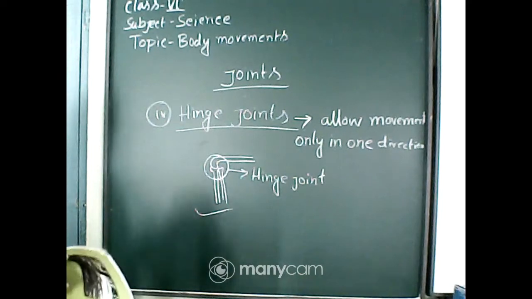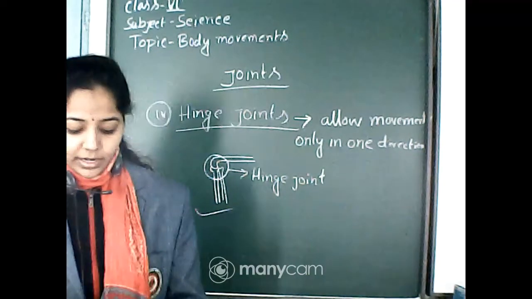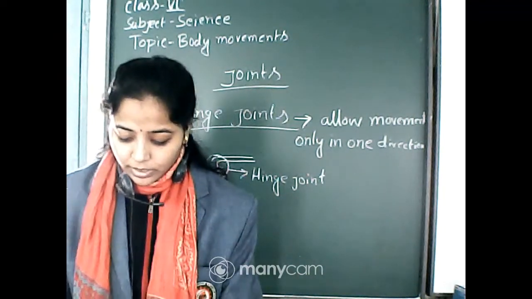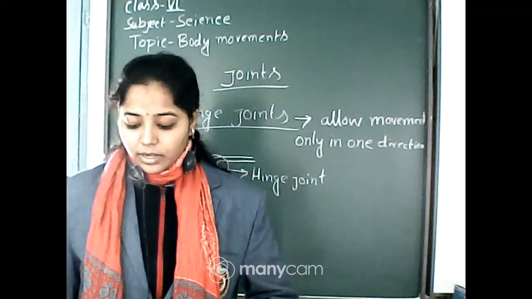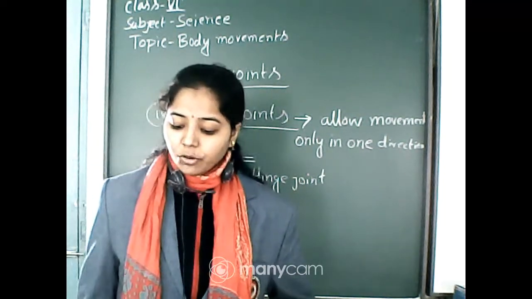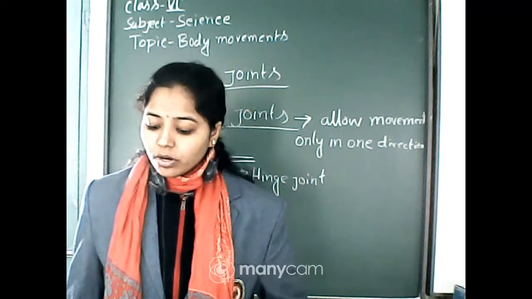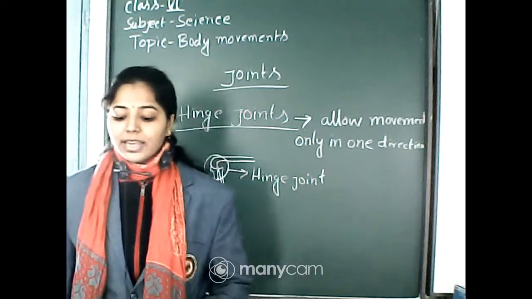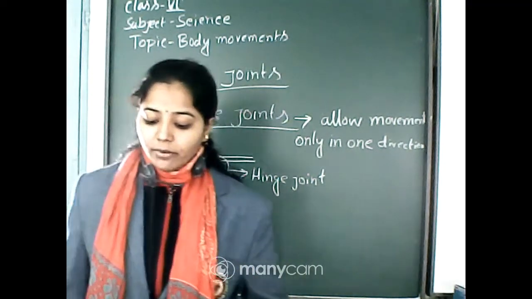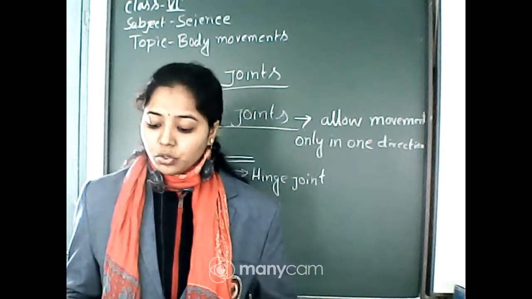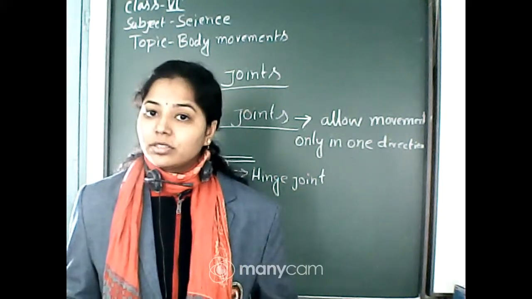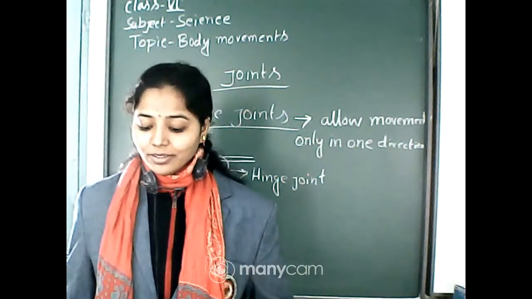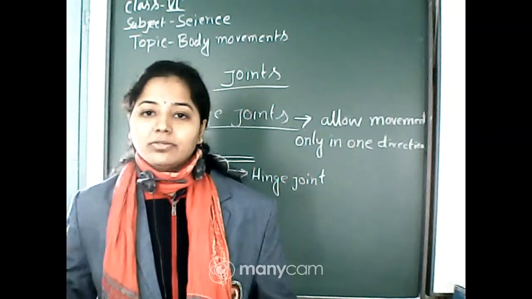Now from your book there is also activity 3. Before activity 3, on hinge joints, it has been written: open and close a door for a few minutes. Observe the hinges of the door carefully. They allow the door to move back and forth. This is such a type of movement, back and forth.